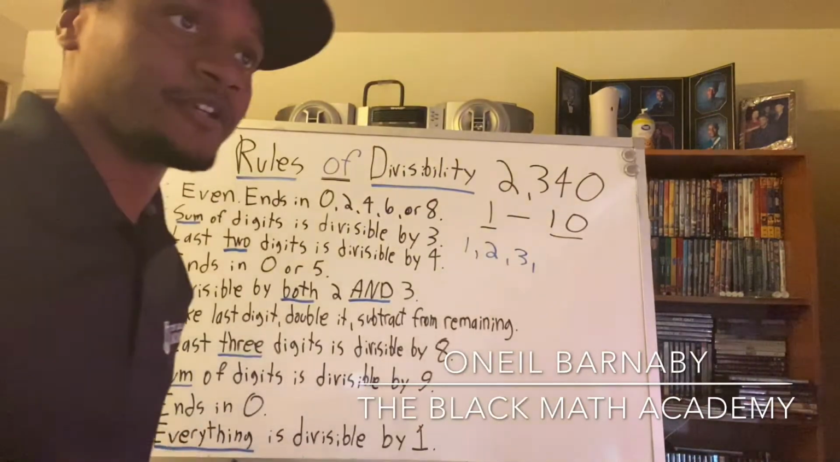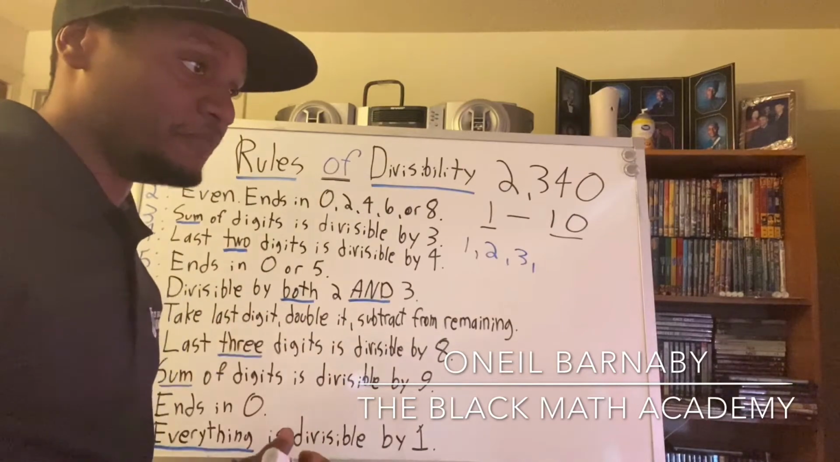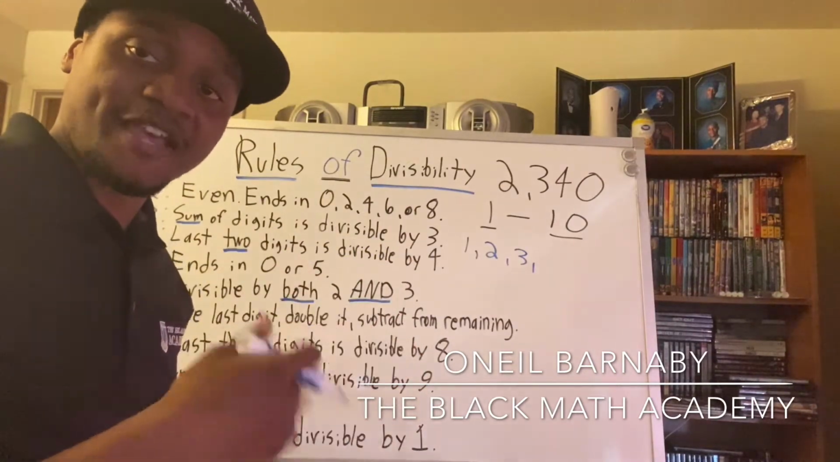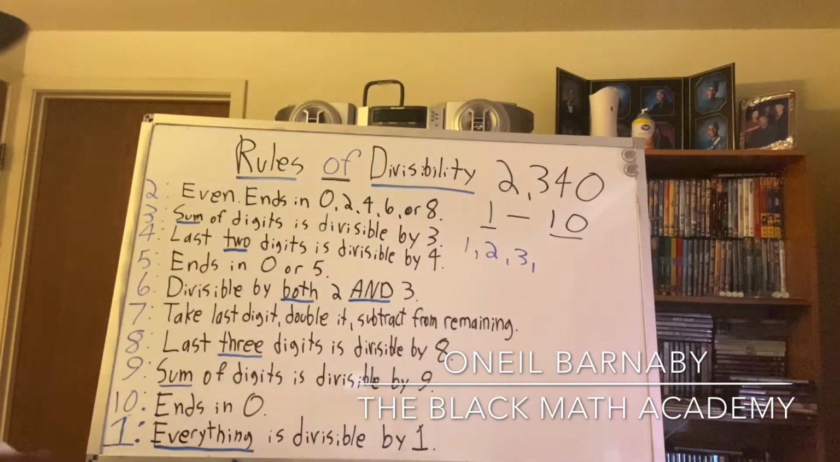And just to make clear, when we say divisible by or divisibility, meaning that when you divide by a number, you don't get a decimal or a fraction as an answer. You get a whole number. I just want to make sure I make that clear to everybody.